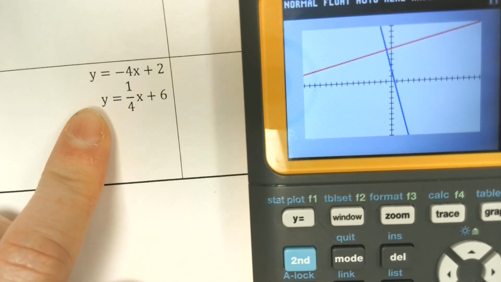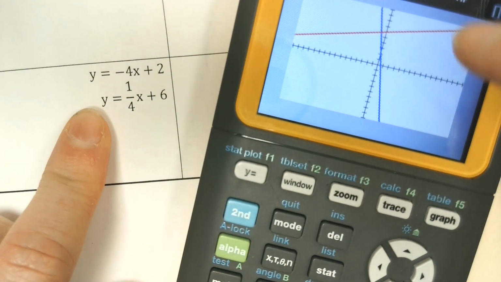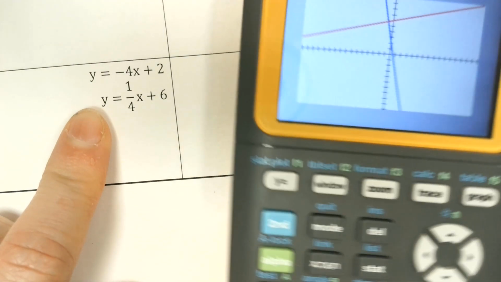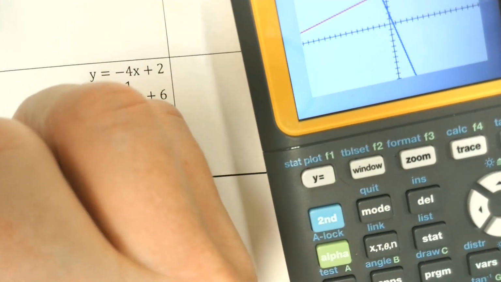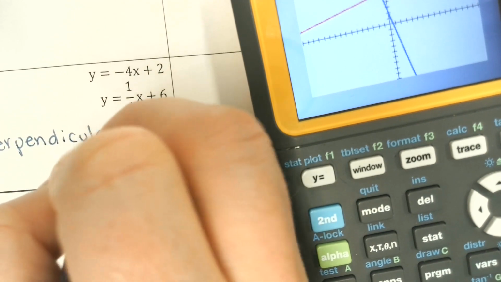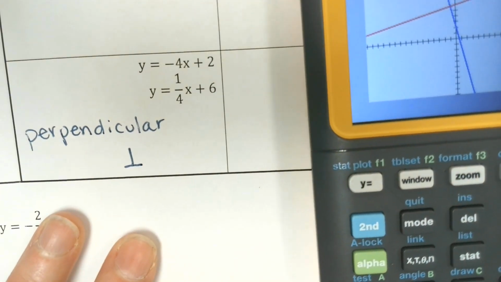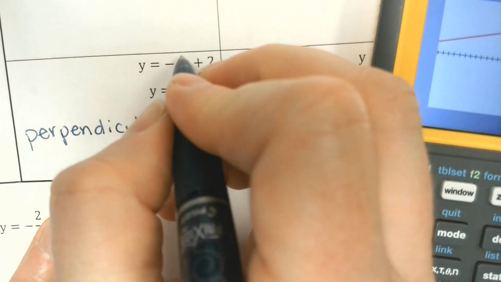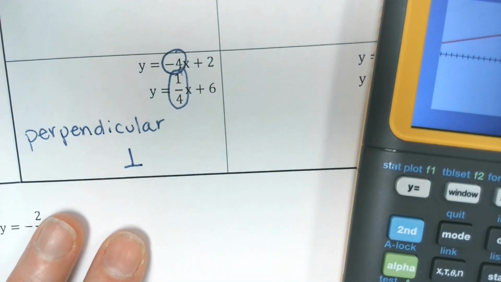Does that look perpendicular? If you were to turn it like that, with this being straight up and down, yeah, it makes a right angle. So this is perpendicular. An upside down T is the symbol for that. So you look at the fractions, one's positive, one's negative, and then it's reciprocal, it's flipped.